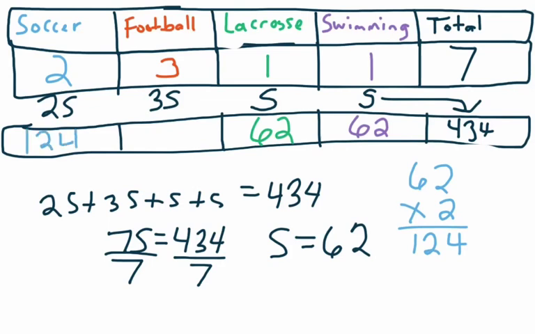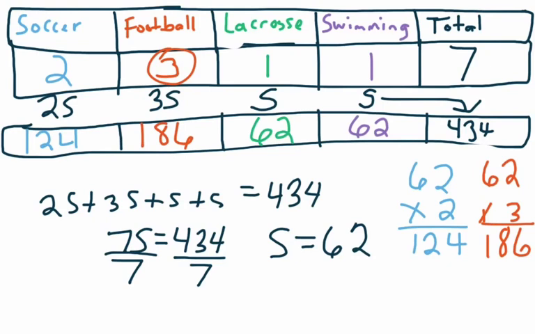So we have 124. Okay, and then for football, same idea. We have 62, but this time we're multiplying 3. 3 times 2 is 6. 3 times 6 is 18. So we have 186. To check your answer, you could add 124 plus 186 plus 62 plus 62, and it should equal 434.